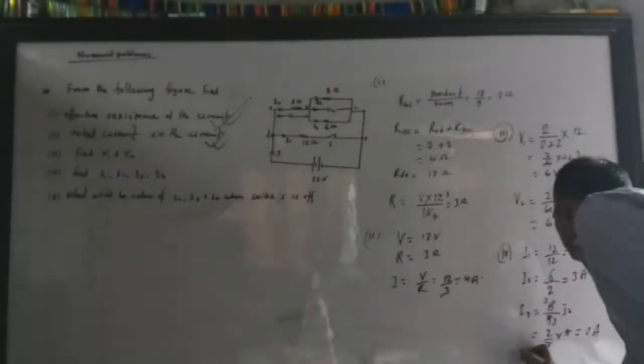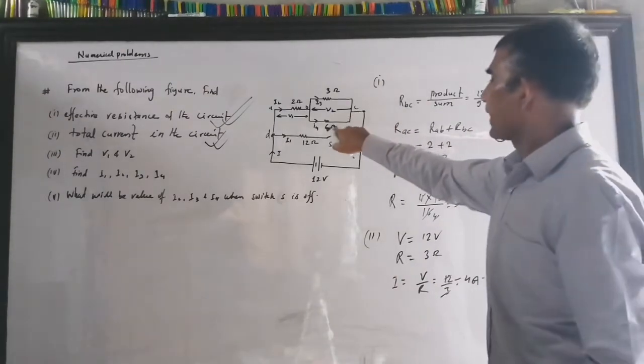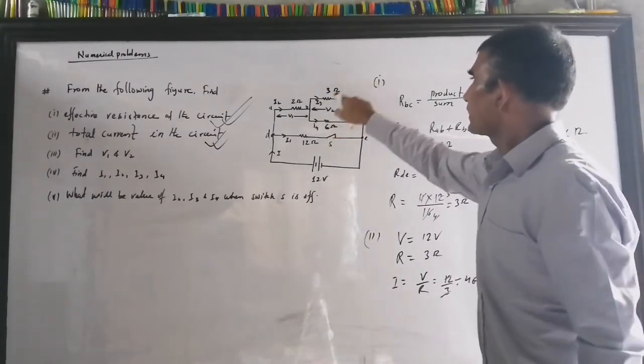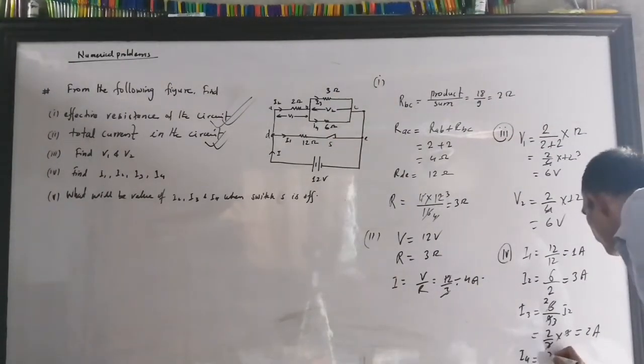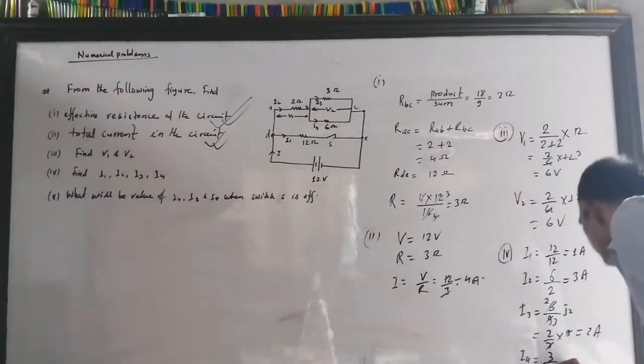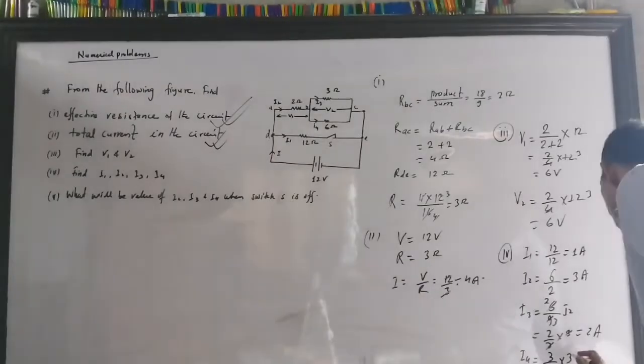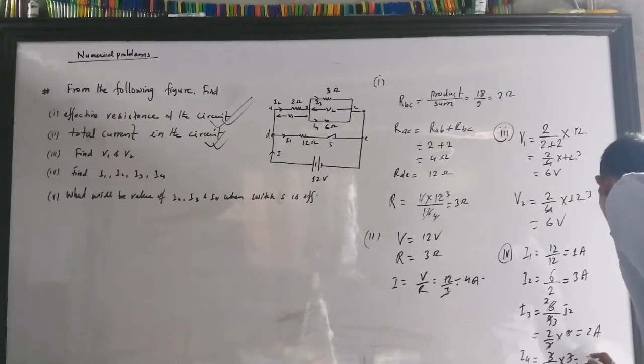But still you can use the current divider rule. The current divider rule says if you want to find the current through this, then you have to take this resistance, that is 3, by the total, which is 3 plus 6, again 9, and the total current was 3 ampere. So 3 threes are 9, we get the 1 ampere current.